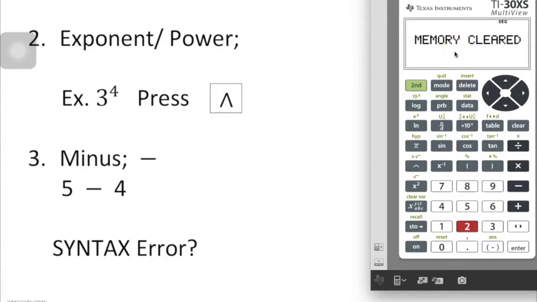So that's how we use the calculator tab to reset the calculator. Or there is a tab at the back of the calculator, a little hole. You can press that hard, and it also resets by itself.